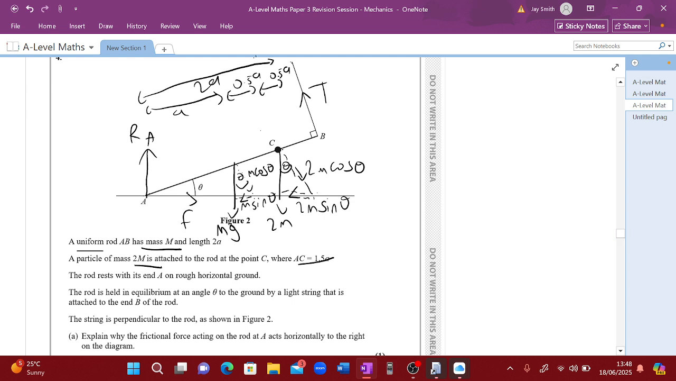What we have here is, if we ignore what I resolved for the weights, every other force is actually just directly up or left or right, apart from this tension here. So if we were to instead resolve parallel and perpendicular to the plane, our tension's fine because it's already perpendicular here. But everything else we're going to have to resolve, especially the friction and the reaction. Because the reaction is not perpendicular to the rod, it's perpendicular to the ground.